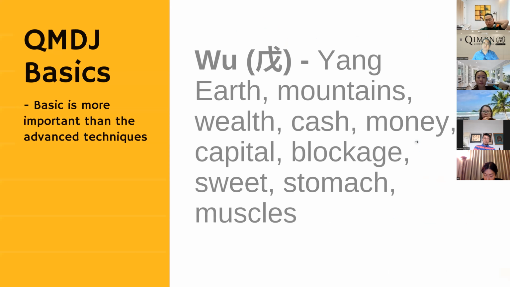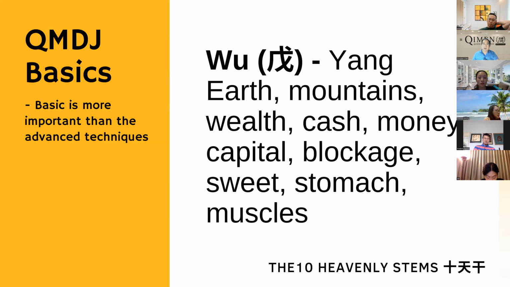Okay, next, I'm going to go through one by one. What does it really mean? So the Wu. There are a few representations. It can be capital, meaning capital to invest in certain things. There's also the representation of money, wealth. In health, the representation of stomach or muscle. Or even we can say it's a blockage. Why do we say it's a blockage? Wu is a mountain. Imagine in front of you, there's a big mountain. So can I say that there's a big blockage in front of you? So you have to use some imagination.